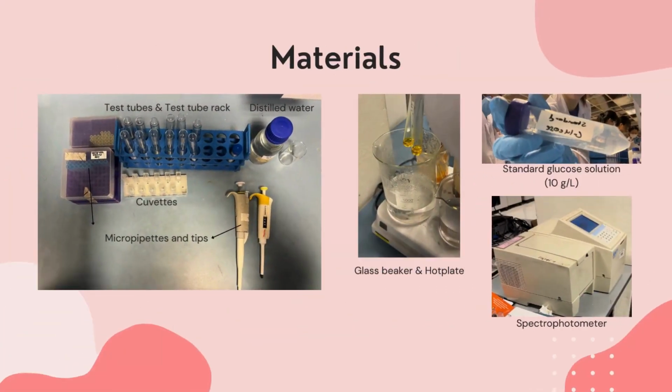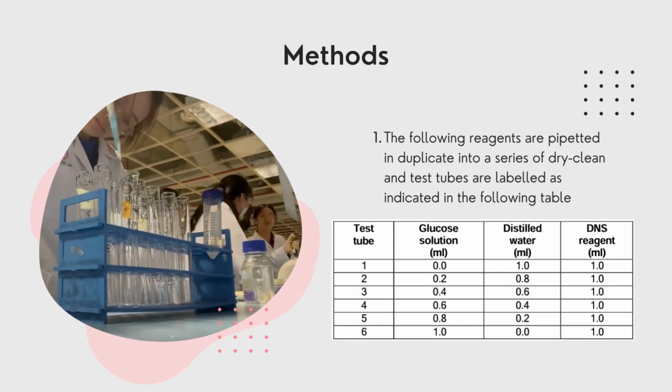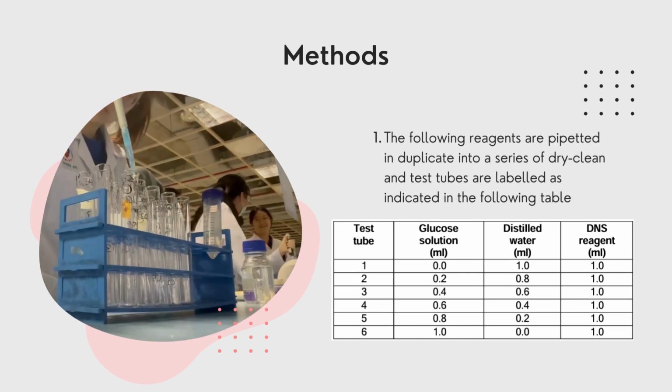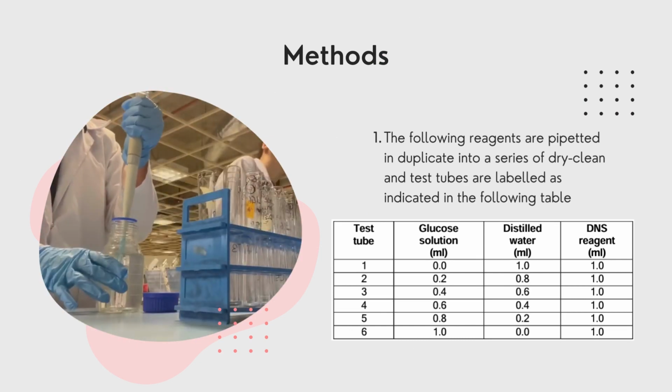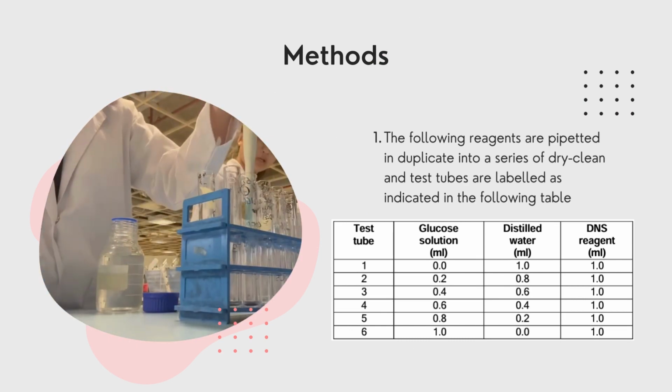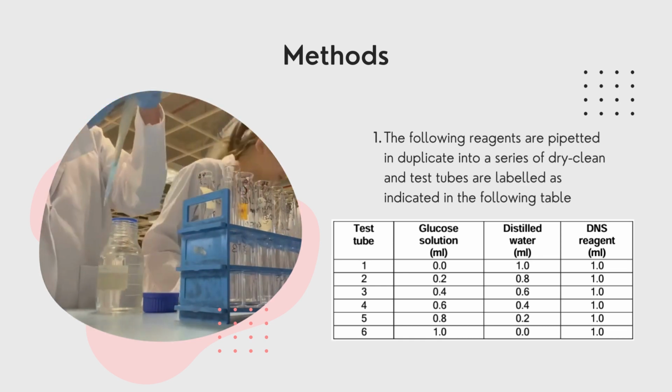Materials used in practical 3 are spectrophotometer, hot plate, glass beakers, cuvettes, test tubes and test tube rack, micropipettes and tips, distilled water, standard glucose solution, sodium potassium tartrate, and dinitrosalicylic reagent. Methods. First, the following reagents are pipetted in duplicate into a series of dry, clean test tubes labeled as indicated in the following table.